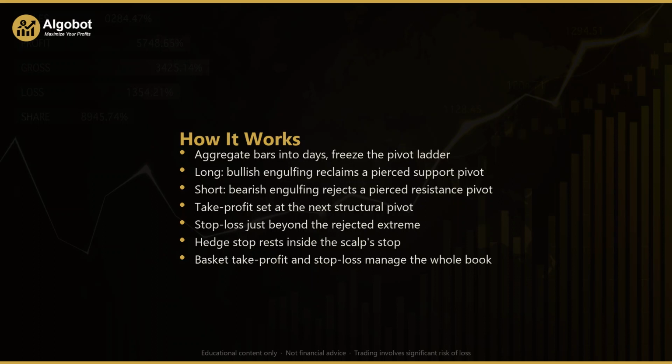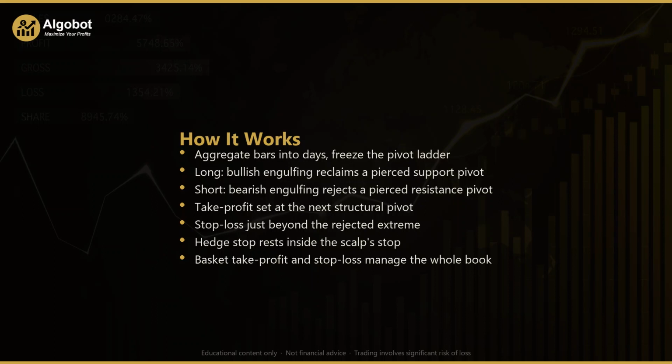Let's walk through the mechanics step by step. Everything structural happens once per newly closed bar, so the strategy is patient and never acts on a half-formed candle. First, the pivot ladder must exist. As each day's bars are aggregated and the day completes, the strategy computes the 5 levels and also records that day's range, its high minus its low. That range becomes the measuring stick for every buffer and offset, which lets the same code adapt to any symbol or time frame without hard-coded point sizes.